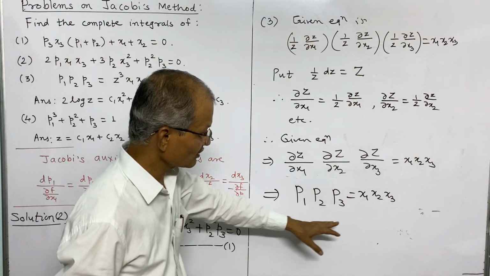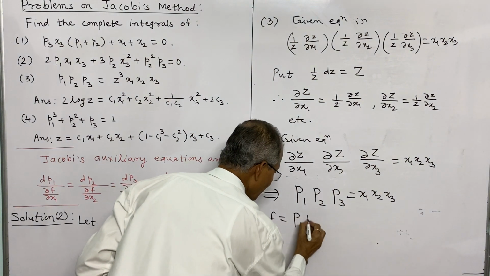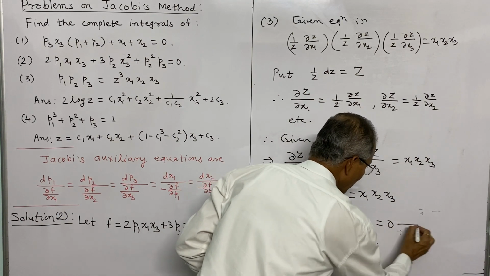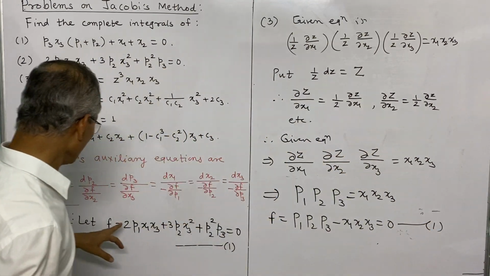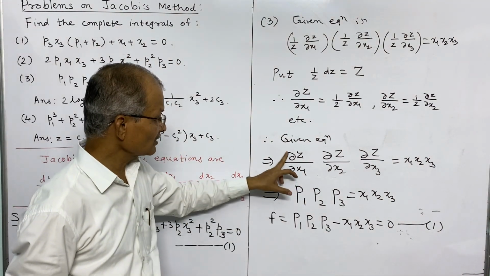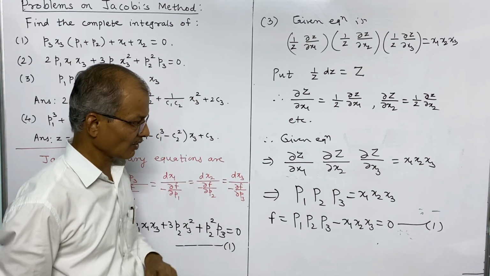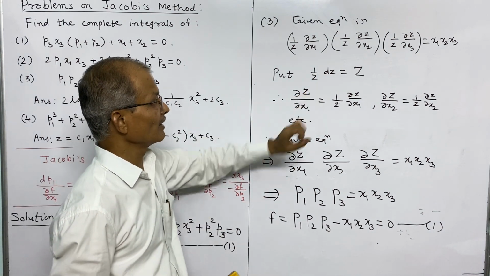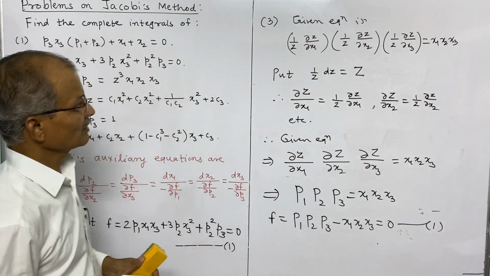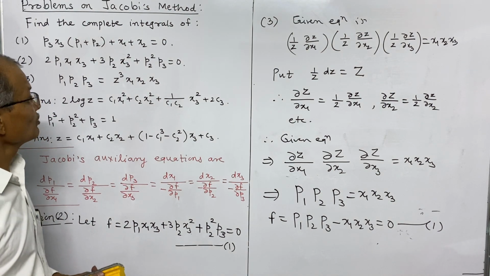Now this is the equation which does not involve z. So take f equal to P1, P2, P3 minus x1, x2, x3 equal to 0. Thus we have converted the given equation into the standard form, where capital P is dou Z by dou x1, etc. Solve now as earlier we have solved the first and second problems, and finally replace the value of z. So finally Z is to be replaced by 1 by z dz, and we will have the solution in this form.